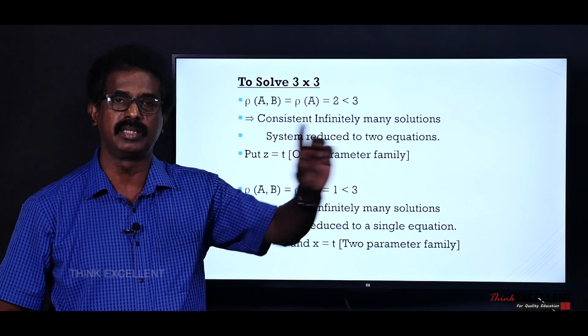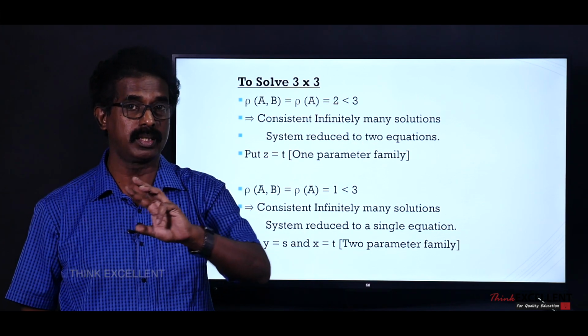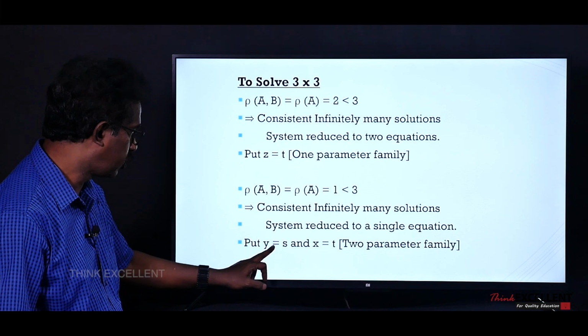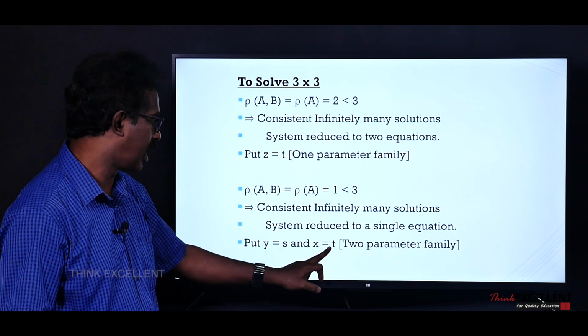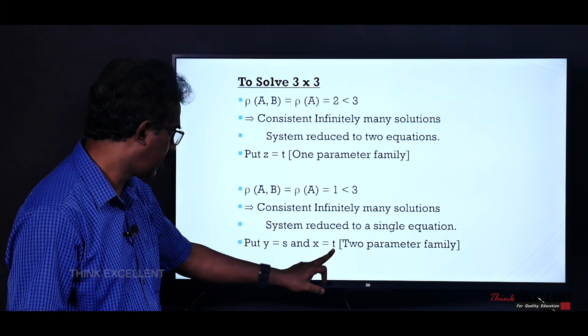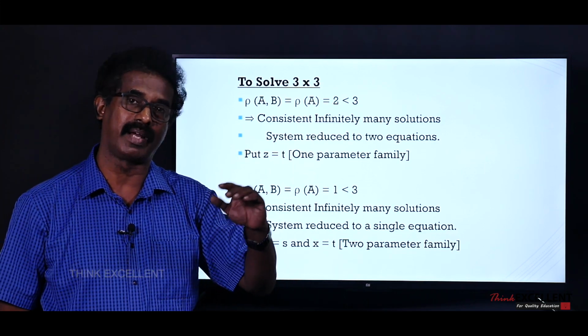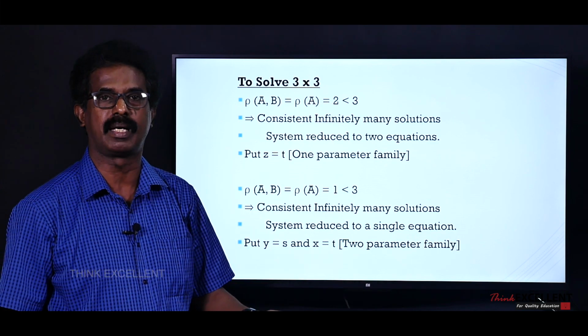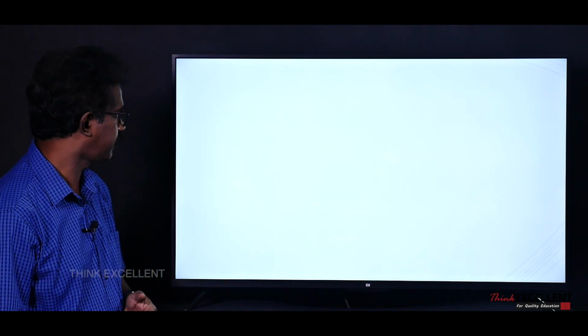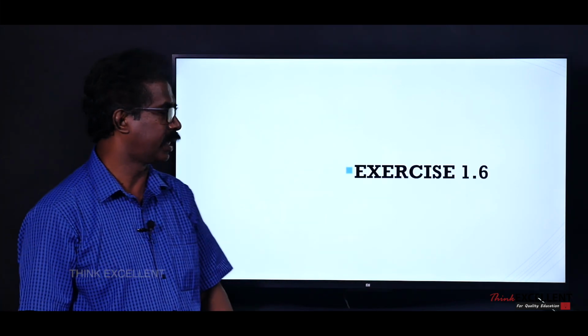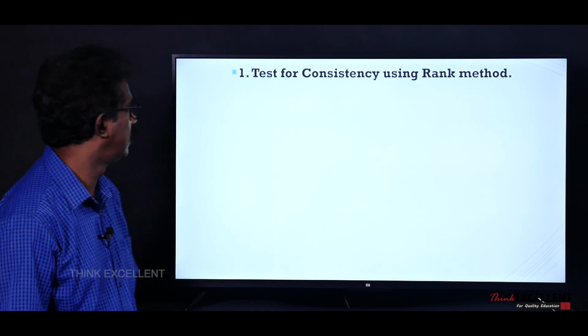Single equation means you give 2 substitutions because you want 3 values, right? You give 2 substitutions, put y equal to s and z equal to t. Okay, any 2 values you give as 2 parameters and you find the other one. When you do the sum, you can understand better. Okay, now we go to the next exercise, how to solve.